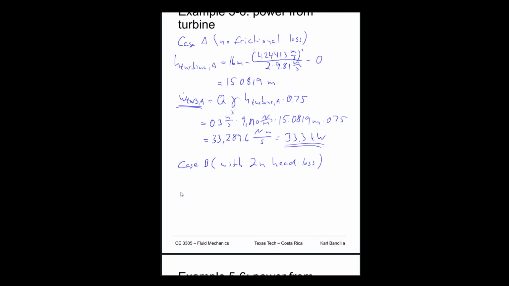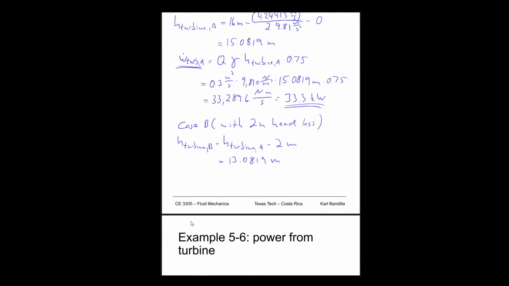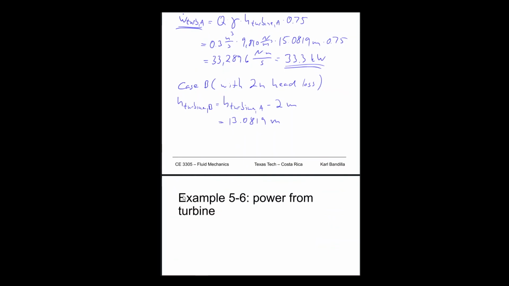But we can also make it easier. We can just say that H turbine B in our case is just going to be H turbine A minus the 2 meters. Right, so that means we have 15 meters, so it's 13.0819 meters.